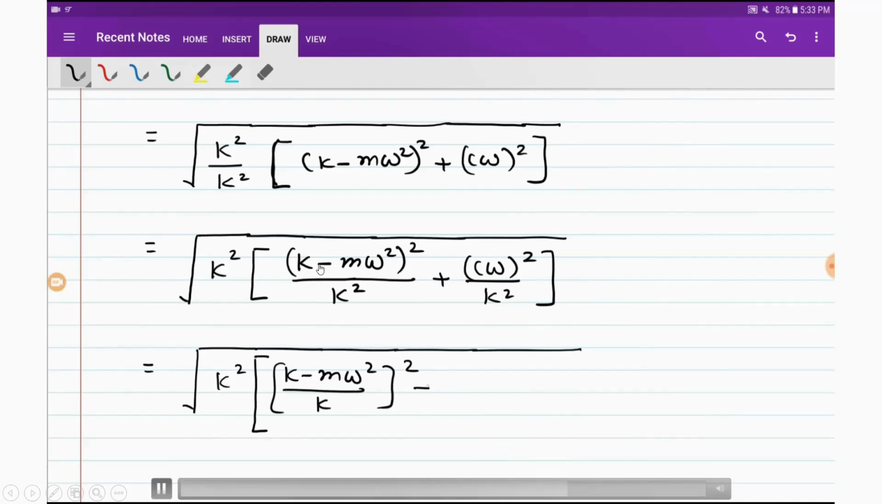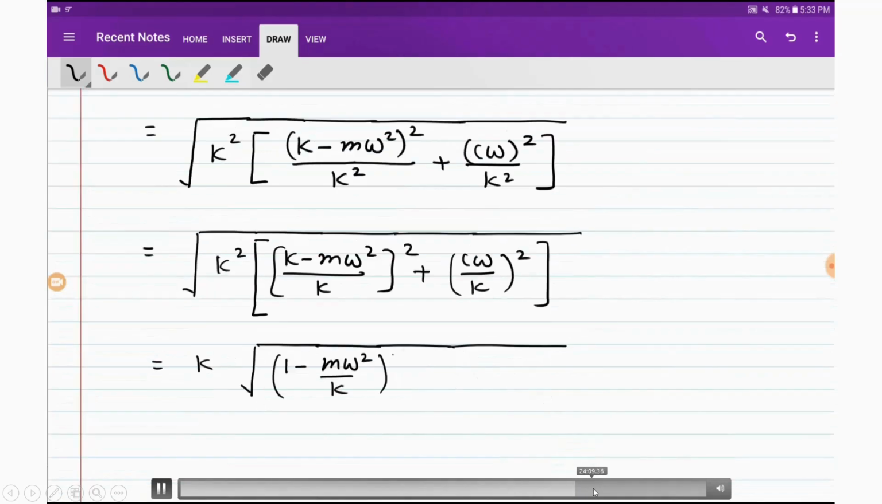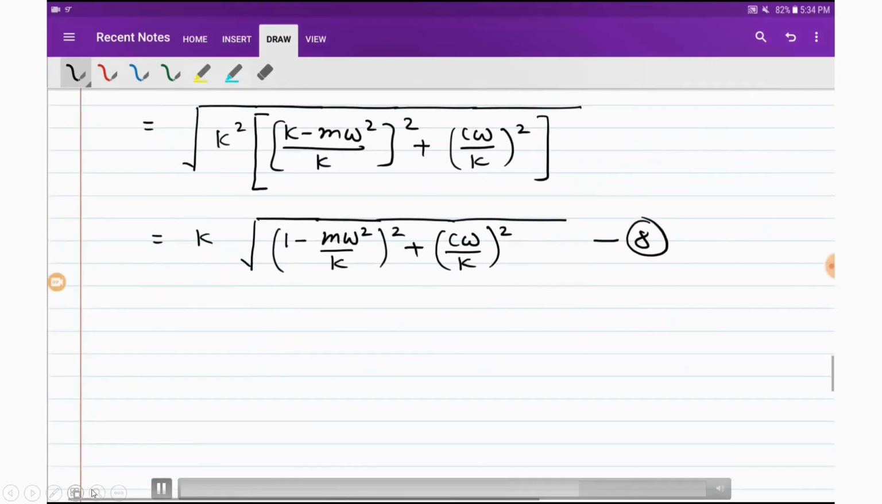So this is k minus m omega square divided by k bracket square, plus c omega divided by k bracket square. k divided by k, that is 1. This square root of k square, we have taken outside, so it will be only k. And this is c omega by k bracket square. So this is k times the square root of 1 minus m omega square upon k, separating the terms, bracket square, plus c omega by k and square of that. Square root of k square we have taken outside and it is k.